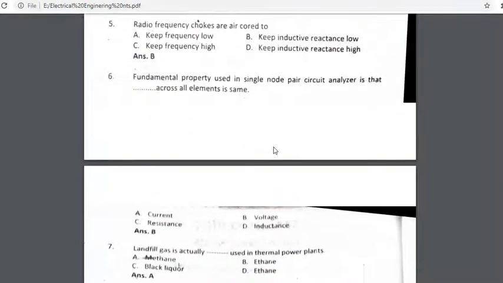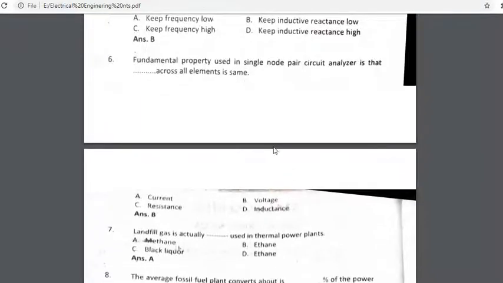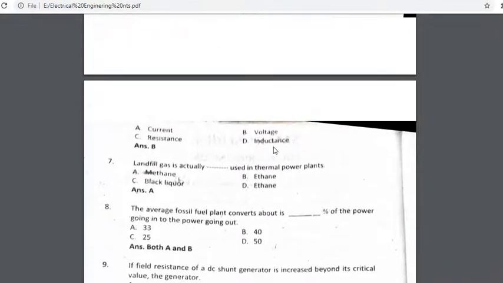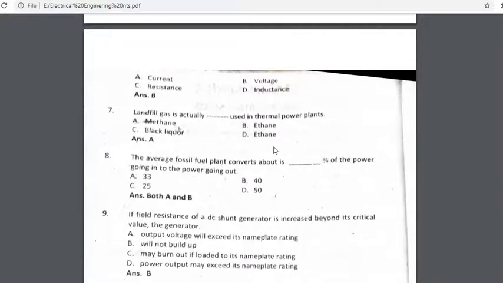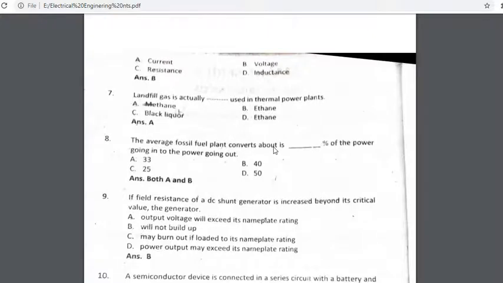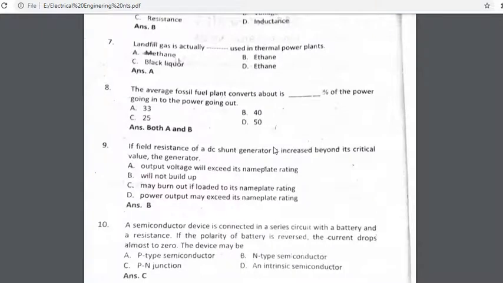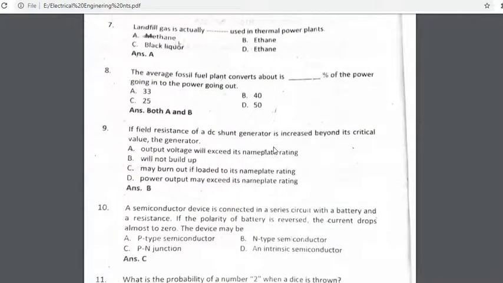In the sixth part, the fundamental property used in single node-pair circuit analysis is that the voltage across all elements is the same. In the seventh one, landfill gas is what? Methane. The eighth and ninth ones are in front of your screen. The average fossil fuel plant converts about 33 to 40% of the power going in into the power going out.